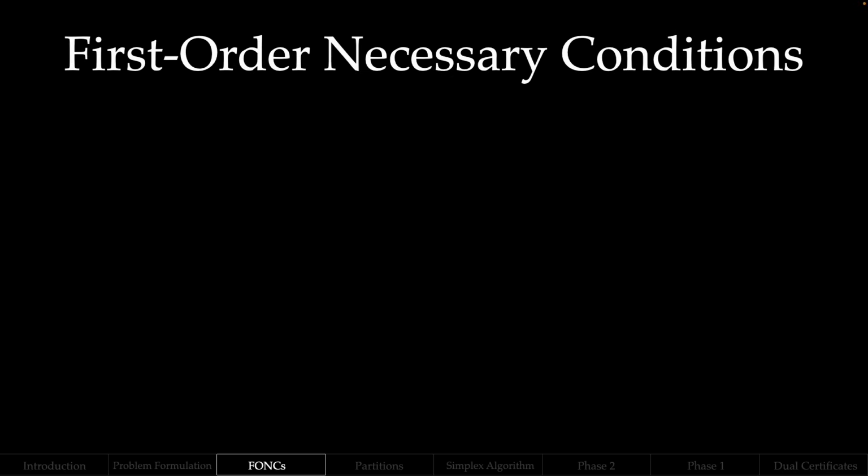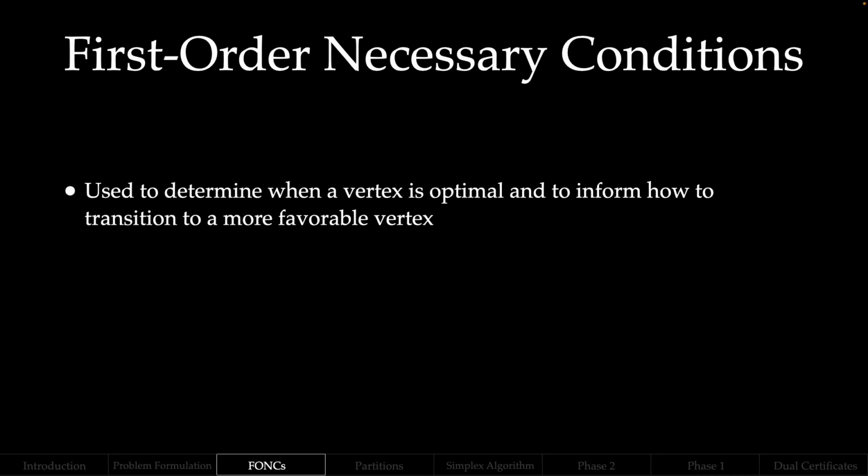Okay, so now that we've seen sort of how to formulate these linear program problems, we want to talk about how do we actually get to this optimality criteria. Okay, and so that's what the first order necessary conditions, also commonly referred to as the KKT conditions, are used for. So we use these first order necessary conditions to determine when a vertex is optimal and to inform how to transition to a more favorable vertex.